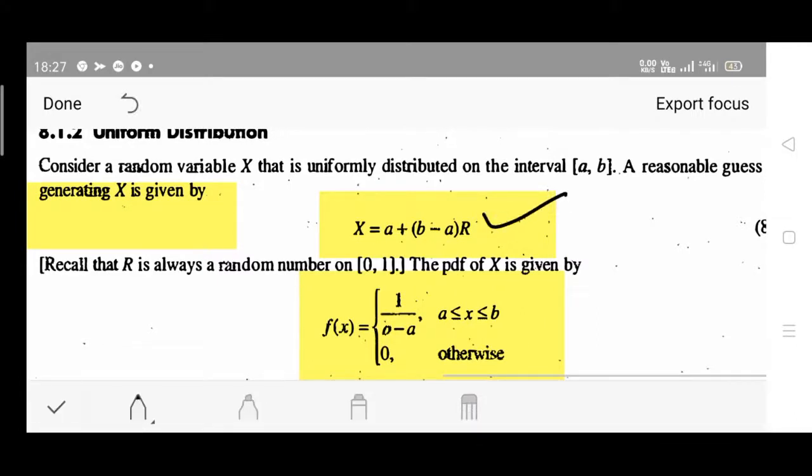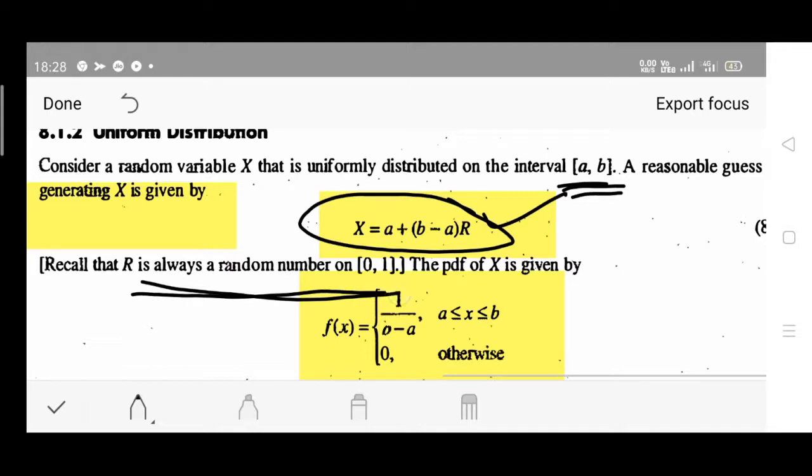X equal to a plus (b minus a) into r. Here x is a random variable generated within the range of values a and b. What is the range? The interval value is given as a, b, so as per the uniform distribution function, the random variable value x is equal to a plus (b minus a) into r, where r is always a random number. Please remember, r is a random number which lies between 0 and 1.